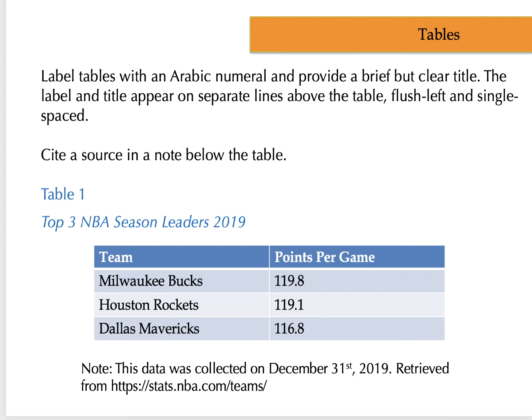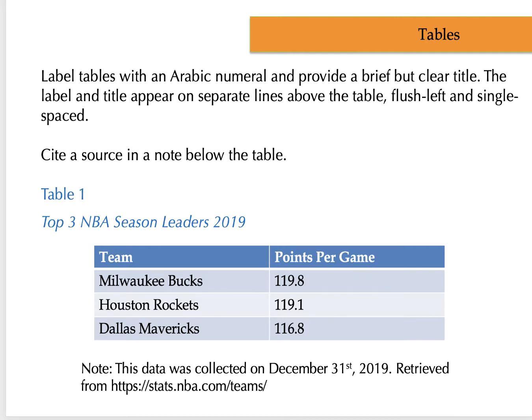The table format consists of 4 basic elements. The first one is the table label. For example, the table label is Table 1 in this case. The second step is the title in italics. You see the title where it's in italics? Top 3 NBA Season Leaders 2019.